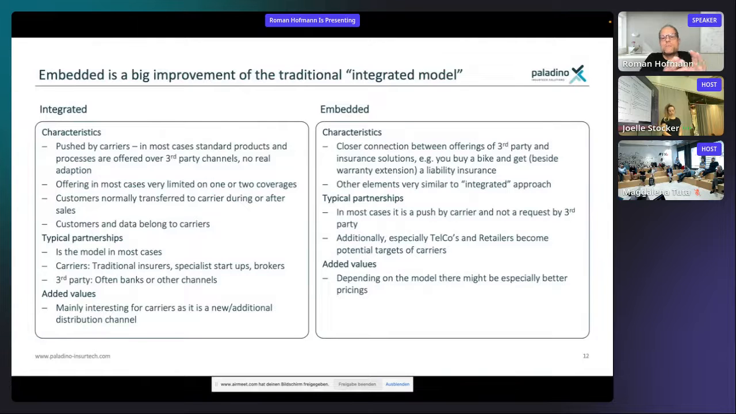Embedded means the brand of the third-party company is in the focus. You buy a warranty extension in the moment you buy a TV. So the brand of MediaMarkt, for example, is in the foreground and not the insurance company. So it's already a change between push and pull.